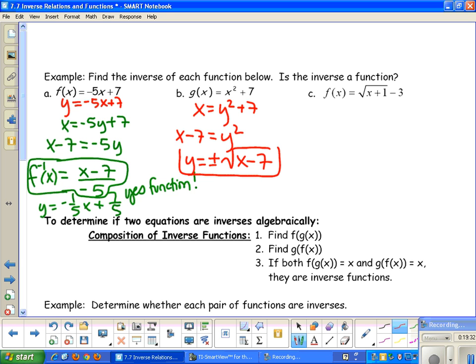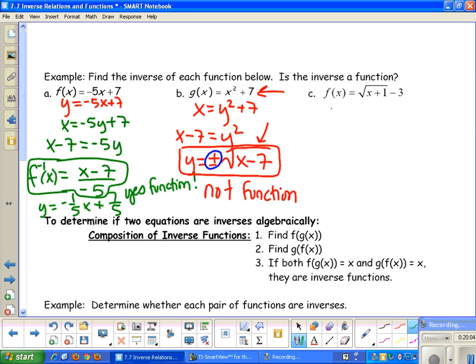This is my inverse. If I were to graph x squared plus 7, my original function, that's a parabola, and a parabola is not going to pass the horizontal line test. So I know this inverse is not a function. I could also graph this graph here and I would see it's not a function. Another clue that tells me it's not a function is because notice that I have the plus or minus in front. That means I'm going to get two output values every time I have an x value, which tells me it's not a function.